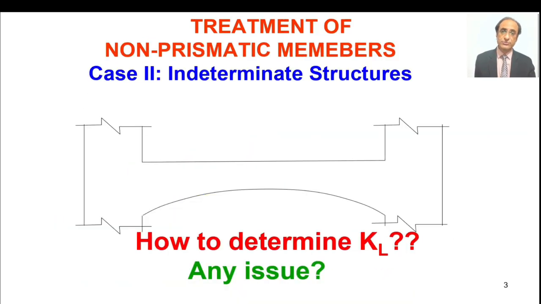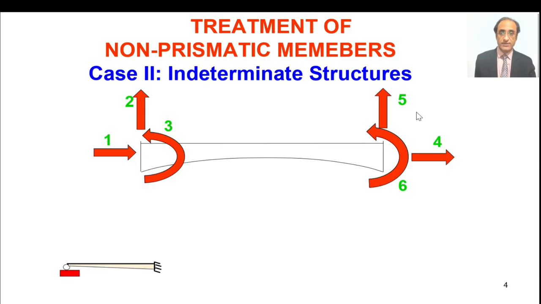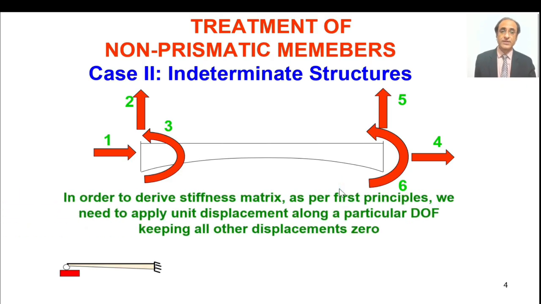But now when we come to indeterminate structures, we encounter problems if the structure we are dealing with has non-prismatic members. The problem is that if the member is non-prismatic, and we want to derive the member stiffness matrix of the particular member in full, say 6 by 6, then we have to use first principles, and if we try to apply first principles on a non-prismatic member, then we are stuck.